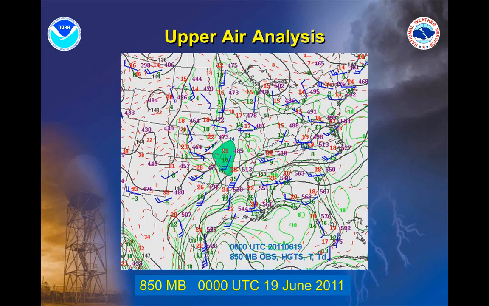This is going to be your 850 plot again from 0Z that evening. A couple of things to point out here. Some very rich moisture was present at the 850 layer. Dew points may be hard to see there, but in the shaded area you're looking at 14 to 16 degrees Celsius or so of dew points.